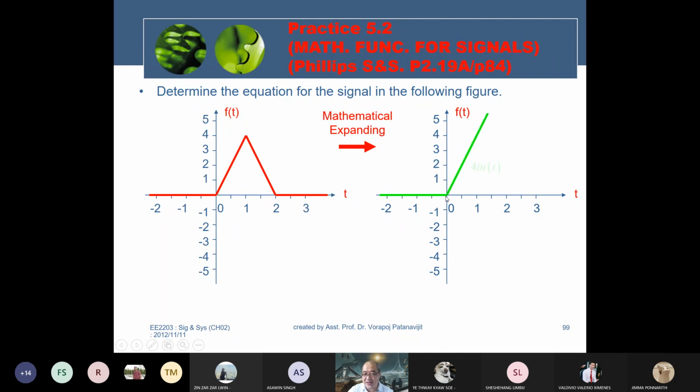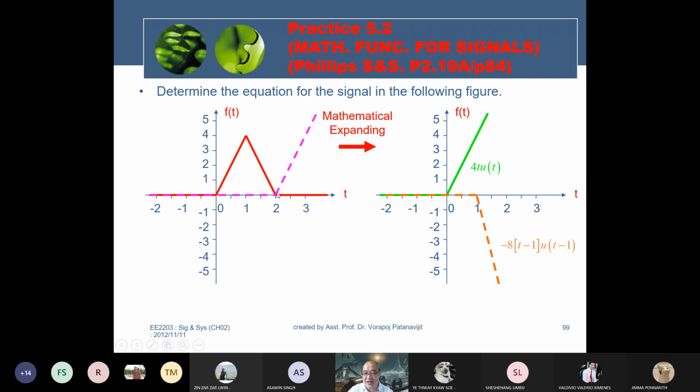The first one, the green one, is 4t u(t) in this case. Why the slope is equal to 4, I already presented in the previous one. The next one: the slope is changing from +4 to -4, so the changing function will be -8 t u(t), and it will be shifted by 1. Therefore, it changes to be -8(t - 1)u(t - 1).